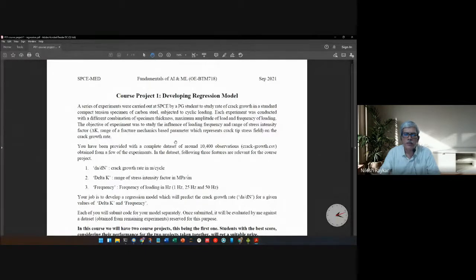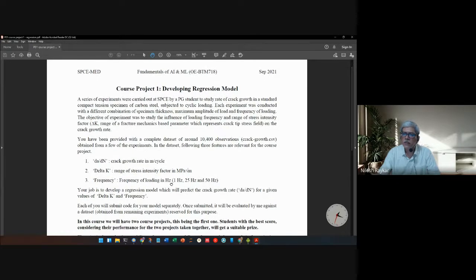We did 6 experiments, and obtained some data, and we could publish a paper based on the machine learning model which predicts this crack growth rate. The same thing you will be doing. What this student has done for the publication, you will have the same data available. Of course, you won't have data for all the 6 experiments. I will be giving you data for 3 experiments.